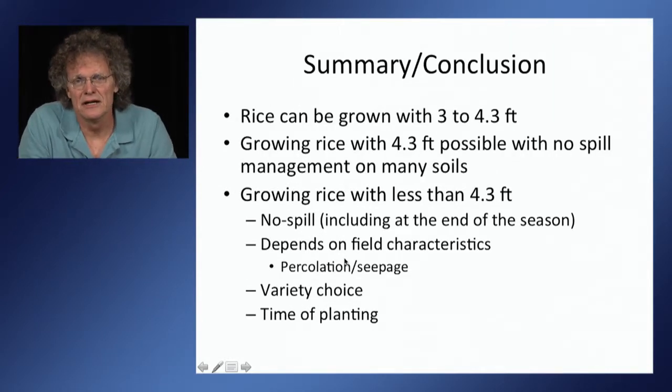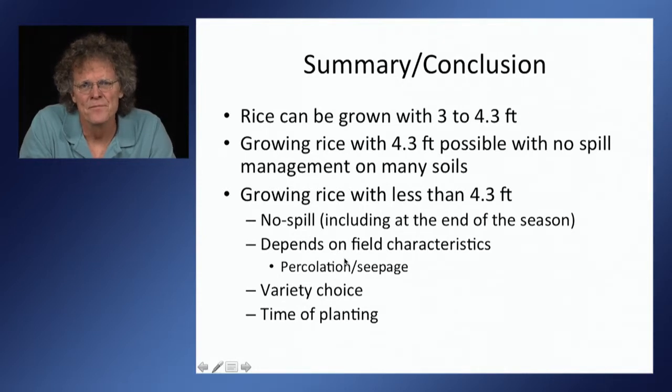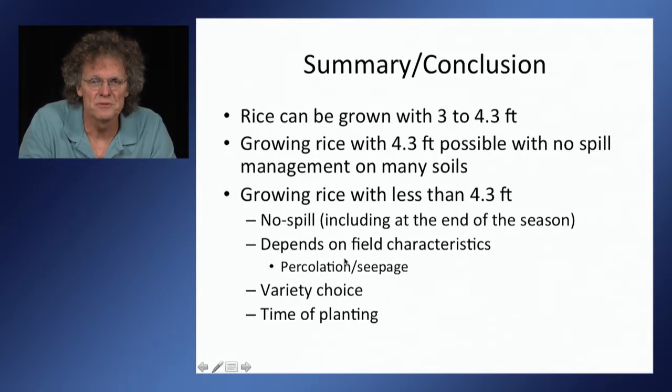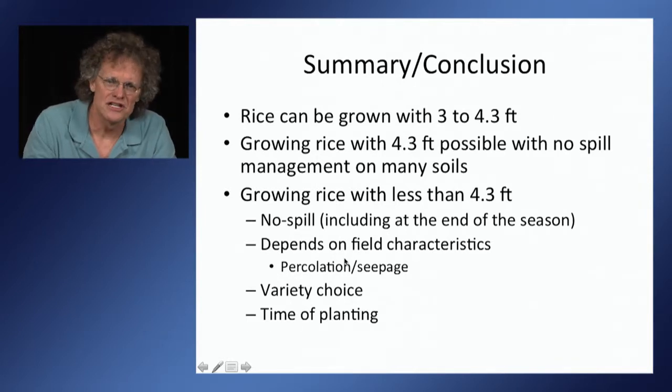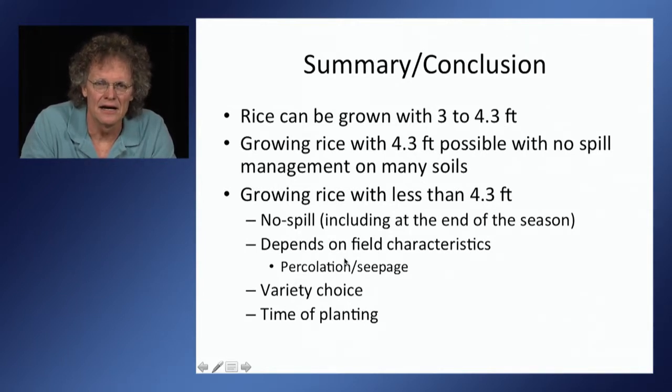So in summary, conclusion, rice can be grown here in California with 3 to 4.3 feet. Growing rice with 4.3 feet is possible with no spill management on many soils that we have here in California. The question is, can we reduce that from 4.3 and grow it with less? To do that, again, we can't be letting that water spill at the end of the season.